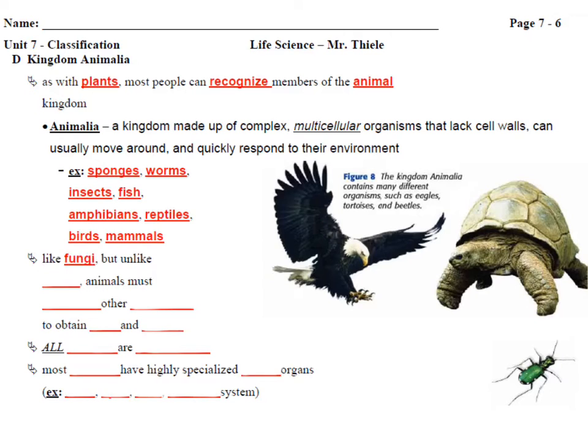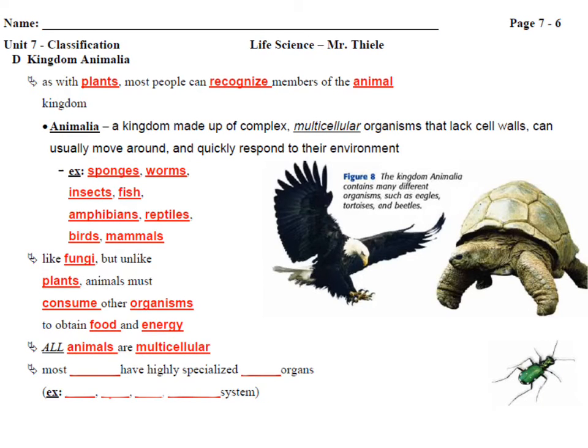Now, like fungi, but unlike plants, animals must consume other organisms to obtain food and energy. So animals are like fungi in that they're consumers. They have to eat other things, they have to consume other organisms or other organic material to get their food and to get energy. Not able to make food on their own like plants are.